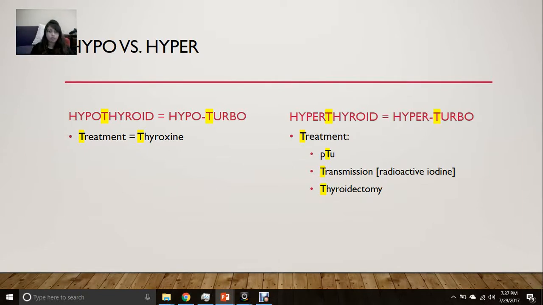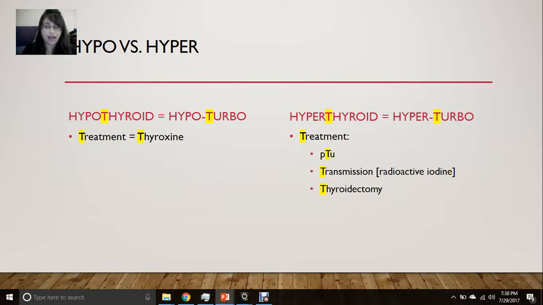So thyroid equals turbo, which is speed. Hypo, low speed. Hyper, high speed. So do you need to memorize the symptoms? No. So anything hypo, everything goes slow. Anything hyper, everything is so fast. The treatment also with T, with the hypo is thyroxine, with the hyper is PTU, and the transmission or radioactive iodine, and the thyroidectomy. So this is all you need to put in your summary.